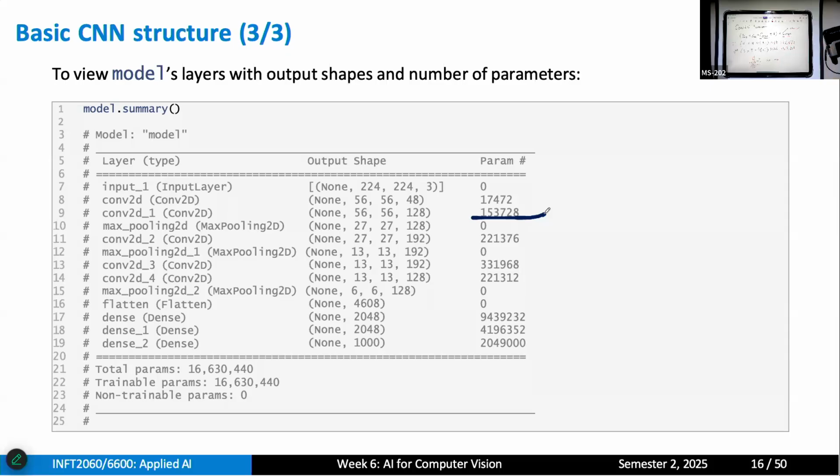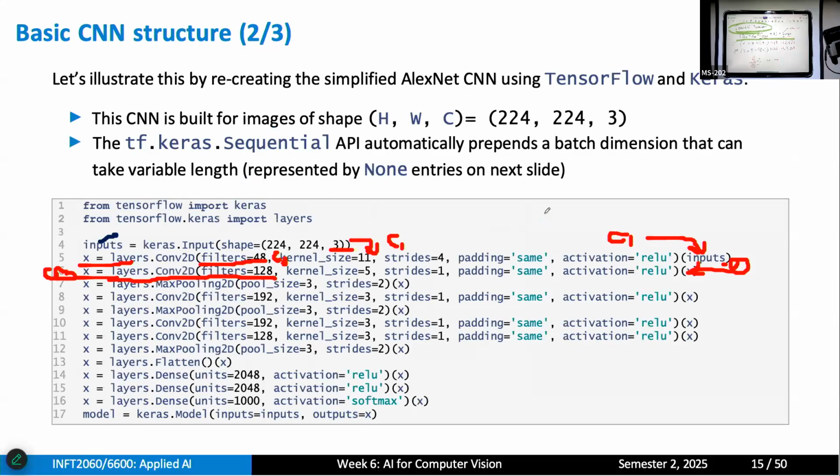This is how you calculate the convolutional layer parameters. However, the convolutional layer parameter calculation is different from the dense layer calculation. Okay, the dense layer calculations, they are different. So for example, this dense layer, why are they different?